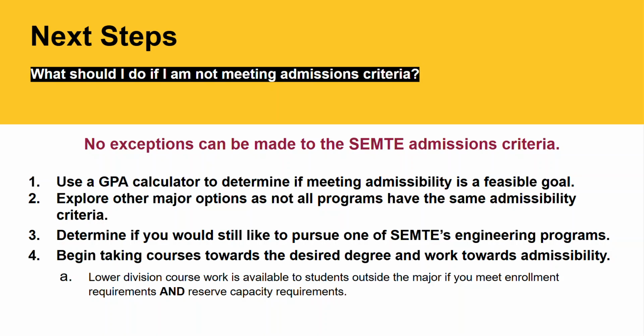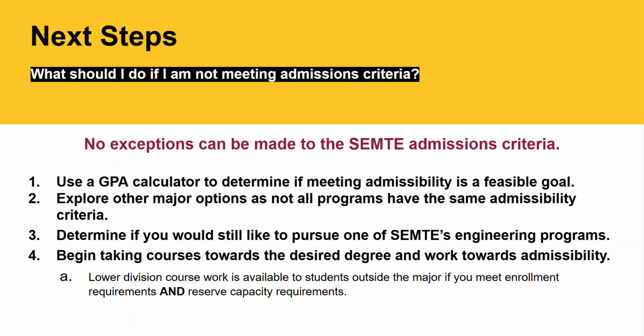Now, your next steps and what you should do if you're not meeting our admissions criteria. No exceptions can be made to the SEMTE admissions criteria, so we recommend that you use a GPA calculator to determine if meeting admissibility is a feasible goal. We encourage you to explore other major options, as not all programs have the same admissibility criteria, even within the Fulton Schools of Engineering.